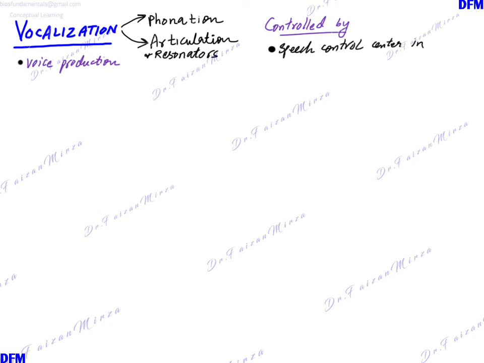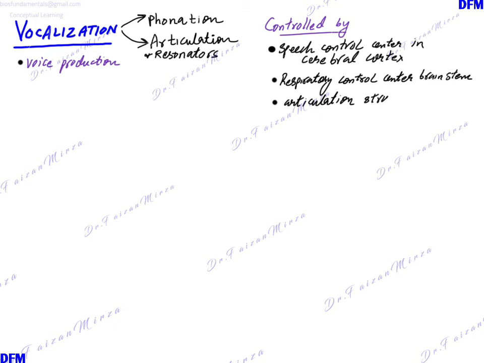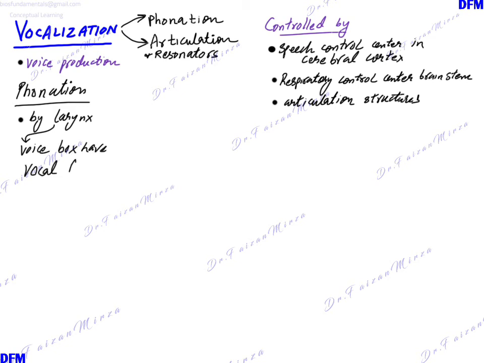Vocalization, voice production, is controlled by the speech control center in your cerebral cortex together with the respiratory control center in your brain stem, as well as the articulatory structures present in your body, which we will discuss shortly. Phonation occurs by the larynx, which is your voice box, and this voice box has vocal folds. How do the vocal folds function?